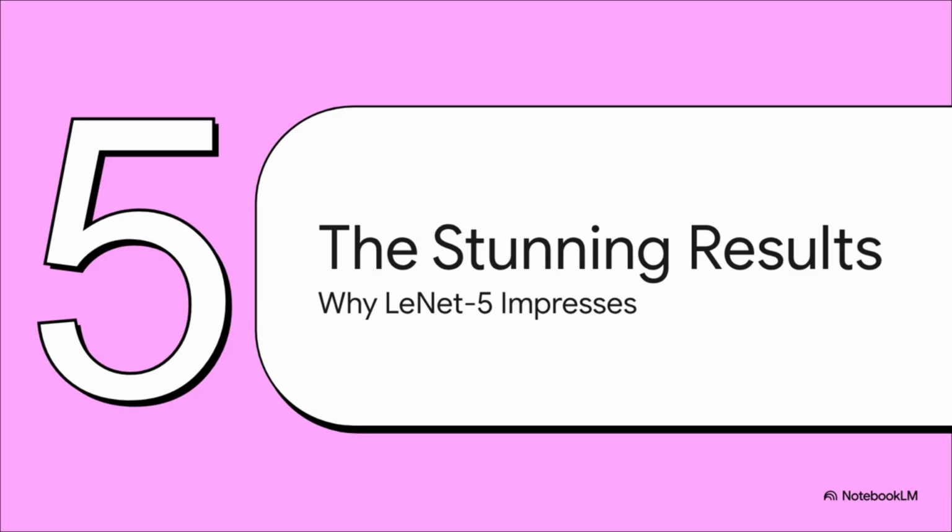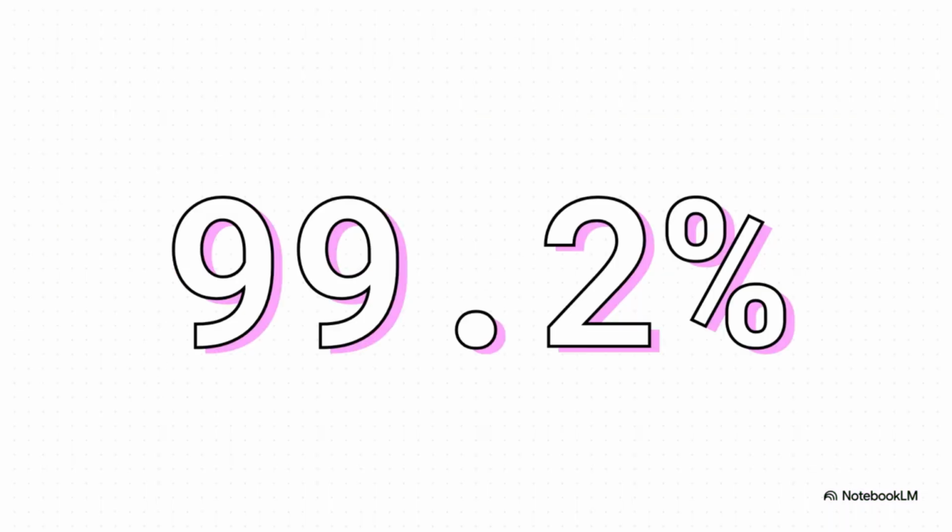So that's the blueprint. But the big question, of course, is how well did it actually work? Well, this is where we get to the really stunning results. On the standard test for handwritten digits, LeNet-5 achieved 99.2% accuracy. I mean, for its time, this was absolutely groundbreaking. It was near perfect performance on a task that had totally stumped computers for years.